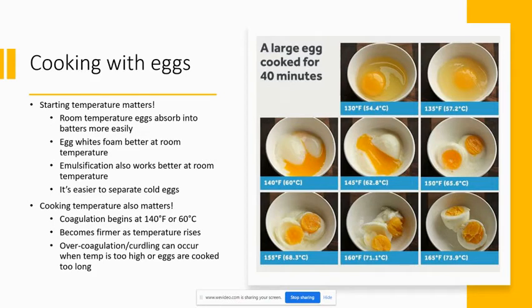So the texture of the egg becomes firmer as the temperature rises, but overcoagulation or curdling can occur if the temperature is too high or if it's left in heat for too long. And overcoagulation can result in grainy textured custards and sauces or rubbery cakes.